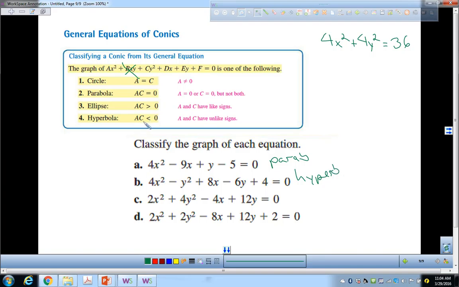Because A times C is less than 0. This is A. This is C. What's this? This is an ellipse. And this is a circle. You get that? You don't have to do all the conversion and put it into the standard form. You're just looking at the equation to figure out what thing you have.